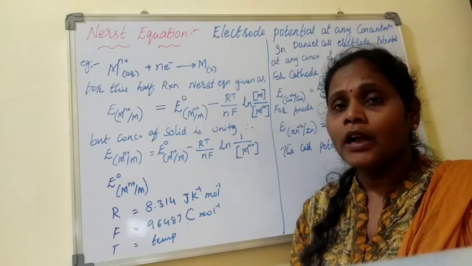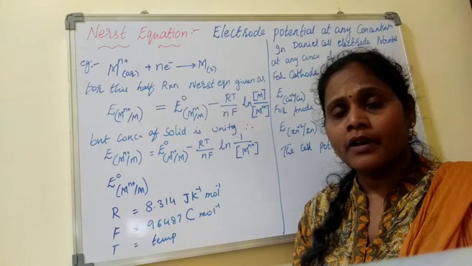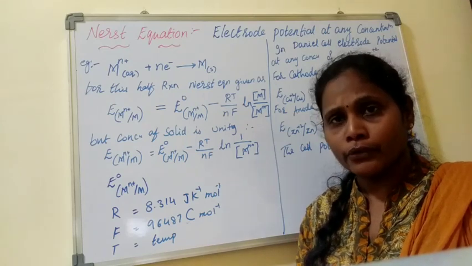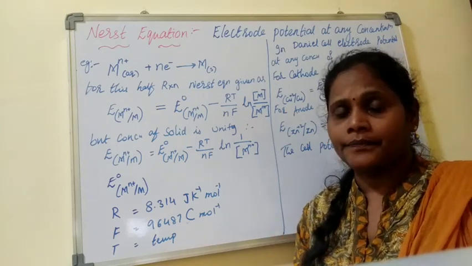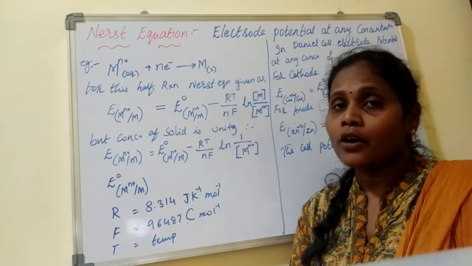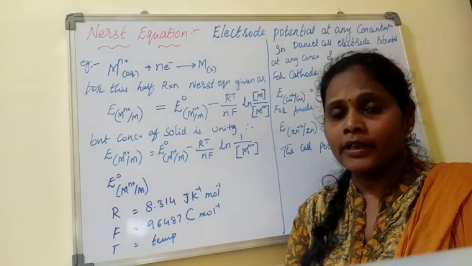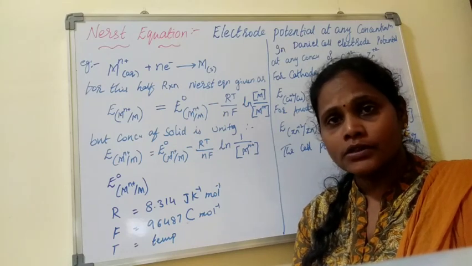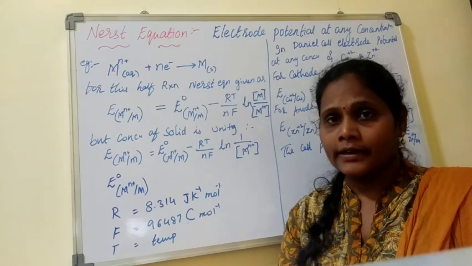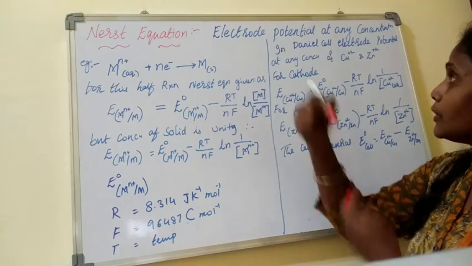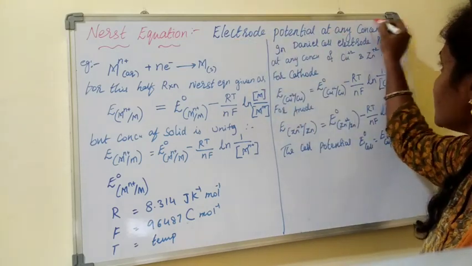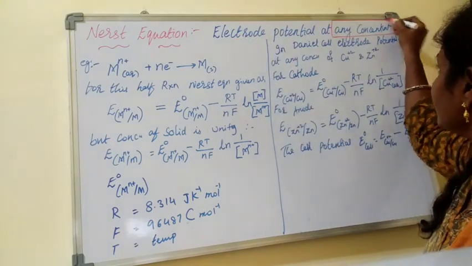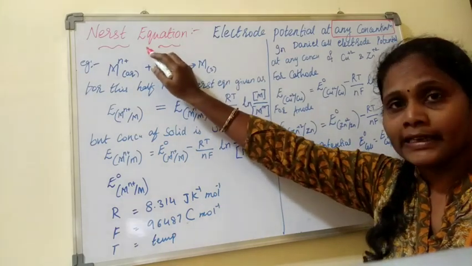Then at that time, how to calculate the EMF of the cell, electromotive force or E cell, one and the same, right? E naught cell means standard only. But now I want E cell at different concentrations to be calculated. So electrode potential at any concentration. This is very important, to calculate at a different concentration.